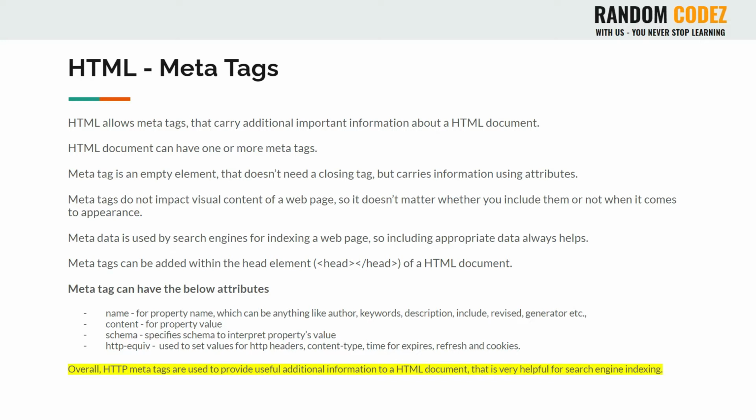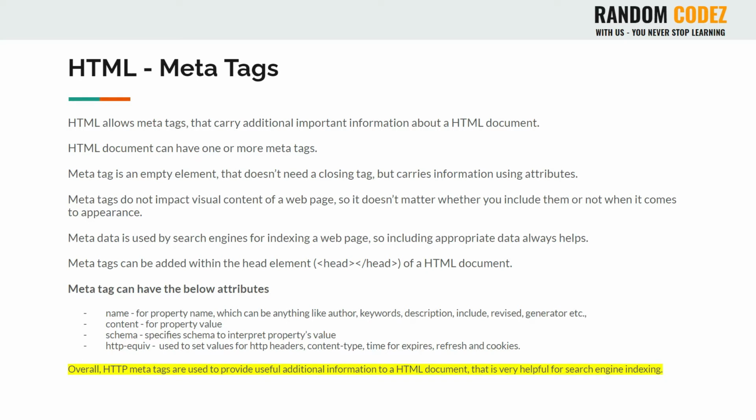Meta tags do not impact the visual content of a web page, so it doesn't matter whether you include them or not when it comes to appearance. Meta tags are used by search engines for indexing a web page, so including appropriate data using meta tags will always help. Meta tags can be added within the head element of an HTML document.